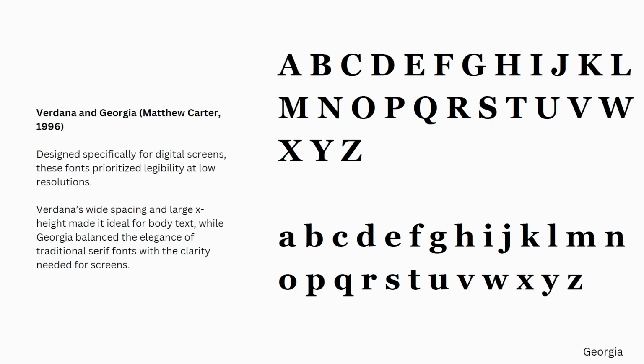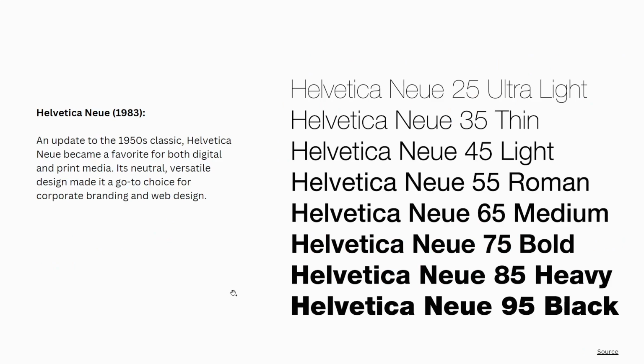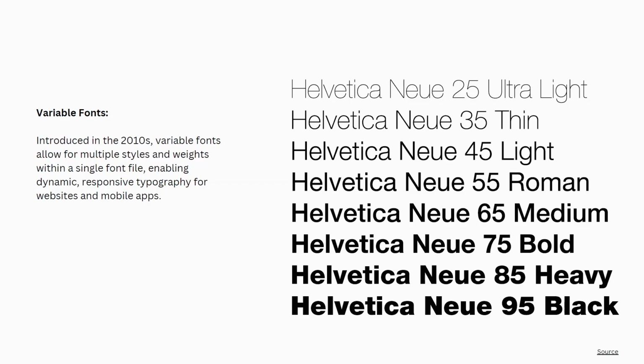And this is Georgia, so that we can see that. Again, serif versus sans serif. And Helvetica Neue. So how do you update the 1950s Helvetica? Helvetica Neue was the answer to that. And why we needed that is we needed a version of Helvetica that had the flexibility, like we can see in this case, from the ultralight to the heavy bold black. And it's neutral. It's still neutral. It's really versatile, and it's a go-to choice, again, for corporate branding as well as web design.